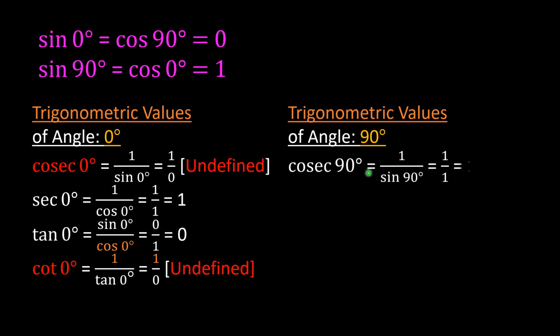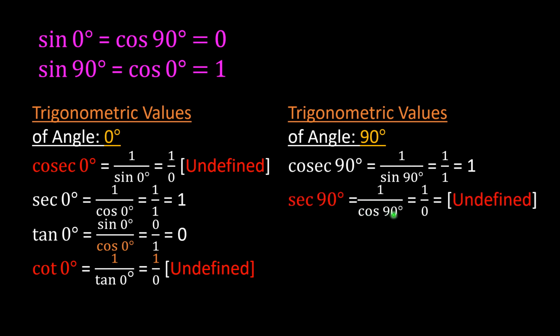Cosec 90 and sine 90 are reciprocals of each other, but sine 90 is 1. So it will be 1 divided by 1, which is 1. So cosec 90 is 1. Sec 90 and cos 90 are reciprocals of each other, but cos 90 is 0. So 1 divided by 0 becomes undefined because we cannot divide by 0. So sec 90 is undefined.